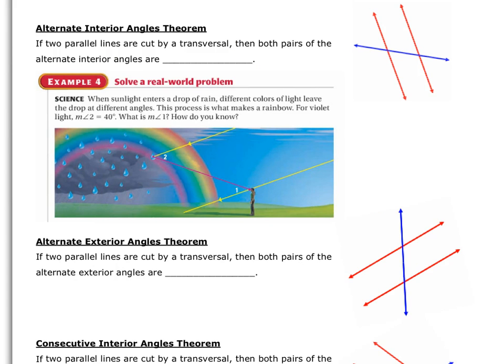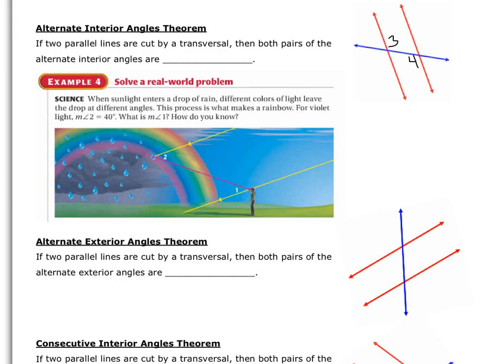So now let's look at the alternate interior angles theorem. Just to briefly remember what they are, alternate interior angles are inside the lines and they are on opposite sides of the transversal, so they flip-flop from one side to the other. So if I were to just put in a pair of those, let's say this is angle 3 and this one is angle 4. So those would be a pair of alternate interior angles.